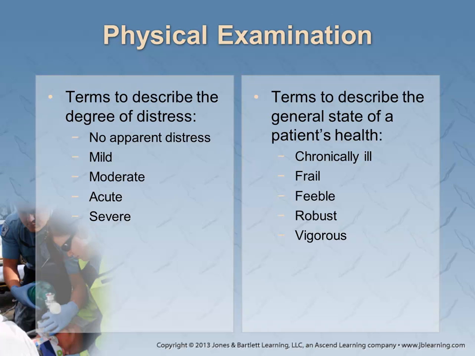Terms to describe the degree of distress. Are they mild, moderate, acute, or severe? Y'all already know that. Are they chronically ill, frail, febrile, robust, or vigorous? What do I mean by vigorous? What is vigorous? What does that mean? Active, fast-moving, athletic build, that sort of thing.